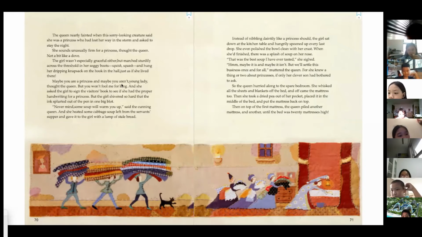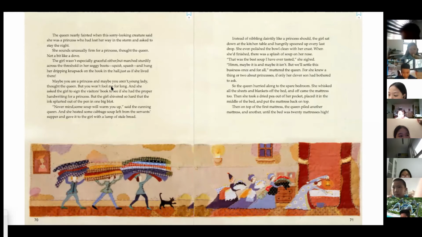Instead of nibbling daintily like a princess should, the girl sat down at the kitchen and hungrily spooned up every last drop. She even polished the bowl clean with her crust. When she'd finished, there was a splash of soup on her nose. "That was the best soup I have ever tasted," she sighed. "Maybe it is, and maybe it isn't."